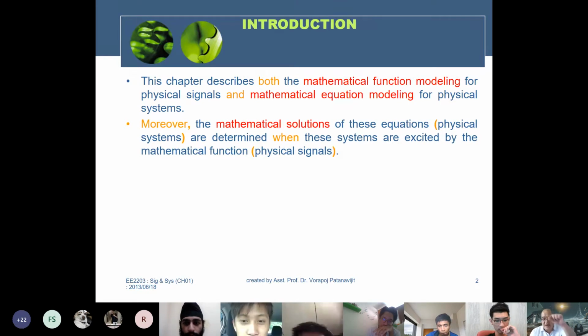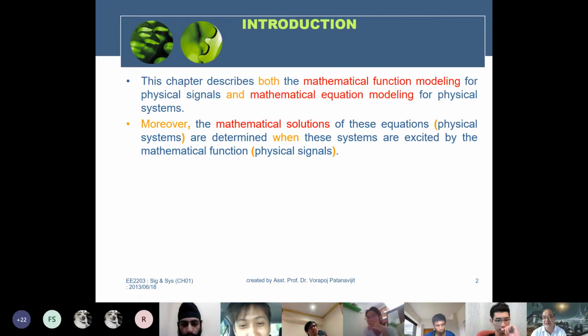Okay, in engineering we figure we model the system into groups. The first one is the signal in the function or in their natures. The signal is modeled by a function, the math function, x(t), x(y), or so on. And the system that links two or three signals together is modeled by an equation. Moreover, the mathematical solution of this equation or the physical system is determined when the system is excited by the mathematical function.